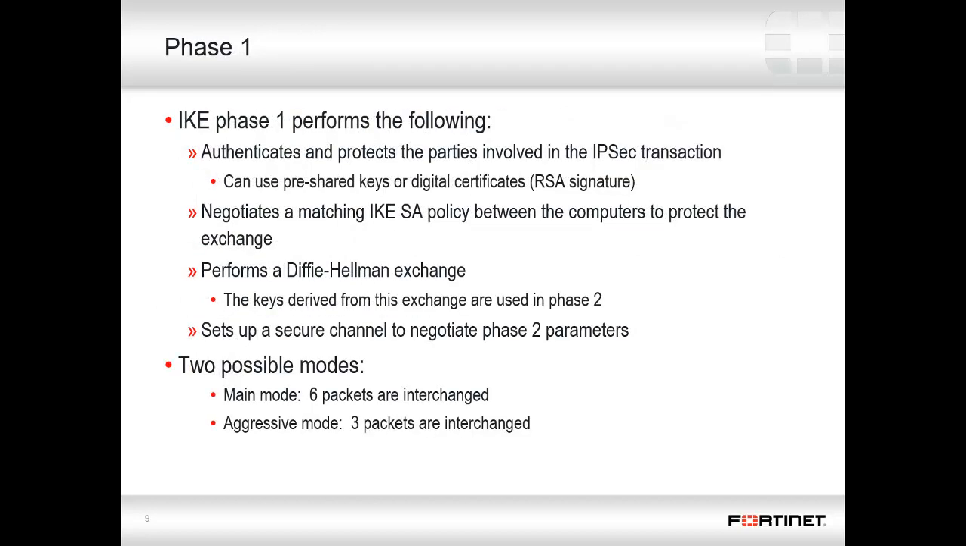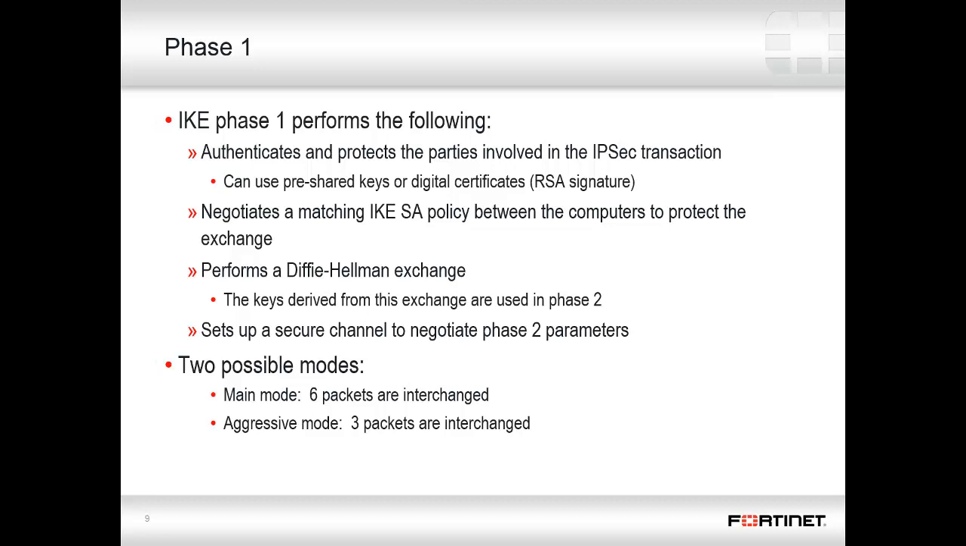IKE Phase 1 negotiates a pair of matching IKE SAs for handling authentication and establishing a secure channel that will be used to negotiate the Phase 2. It also performs a Diffie-Hellman exchange to generate the keys that are going to be used by Phase 2.